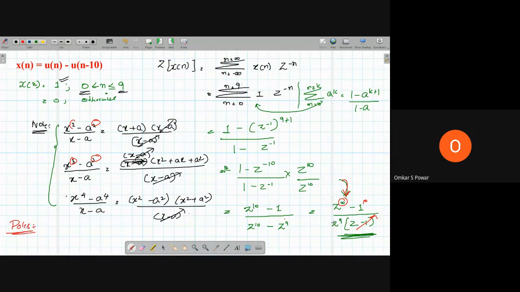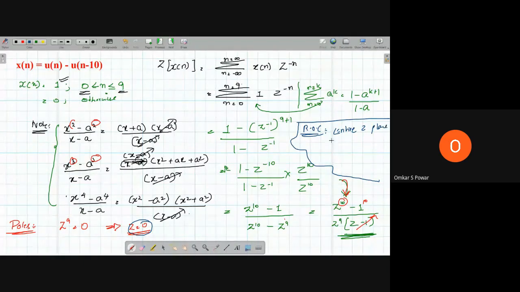In order to simplify this further, we can directly write that we have a pole at z to the power of 9 equal to 0, which implies z is equal to 0. So we have a pole at z is equal to 0. In order to get the ROC, I'll do it here itself for you. So what is your ROC? ROC is your entire z plane except at z is equal to 0.